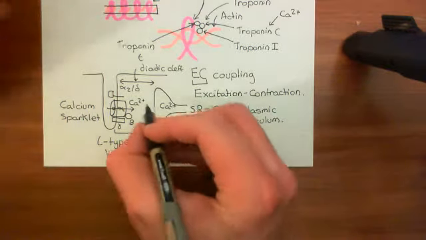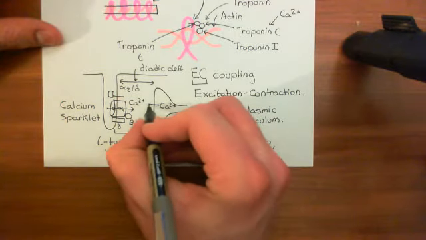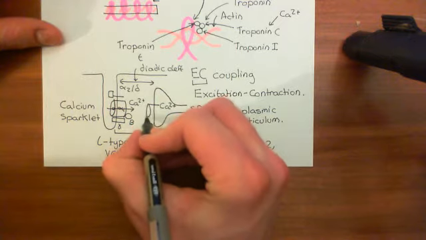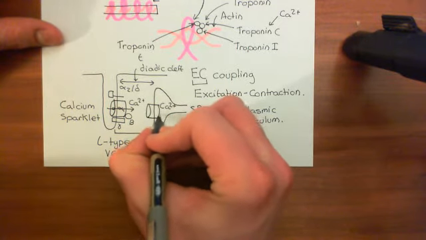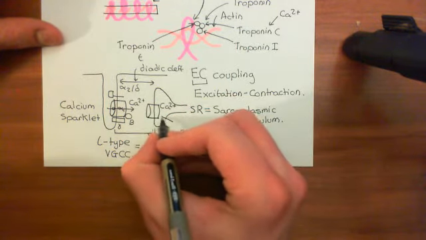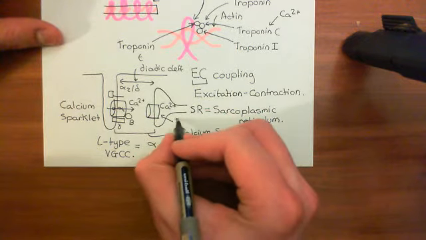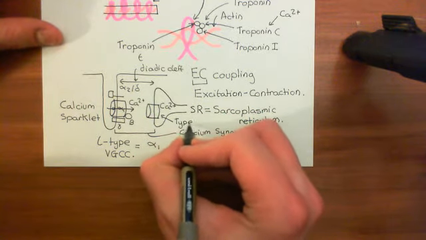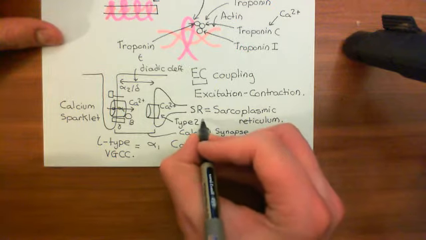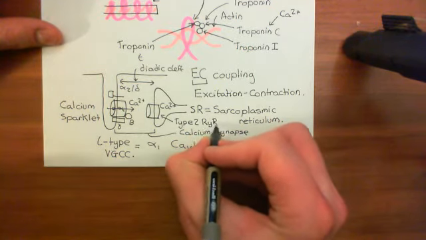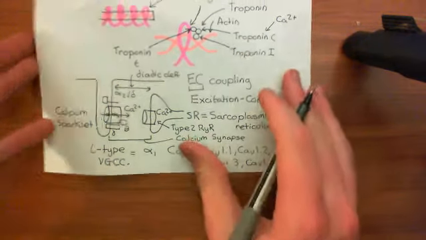Now, the receptor on the postsynaptic membrane here is going to be what's called the type 2 ryanodine receptor. And I just want to discuss the type 2 ryanodine receptor in a bit more detail. So this is the type 2, and then I'll just put ryanodine receptor, RYR, for now. Okay, so let's go over the page.